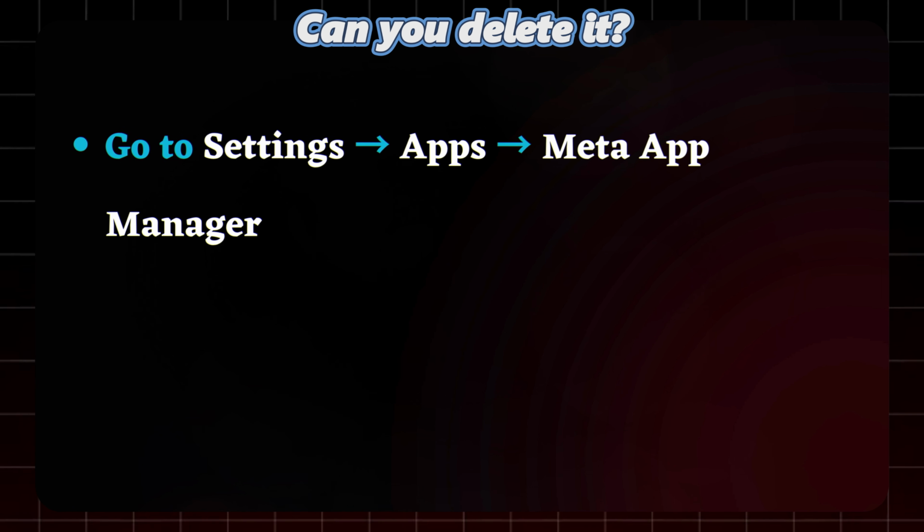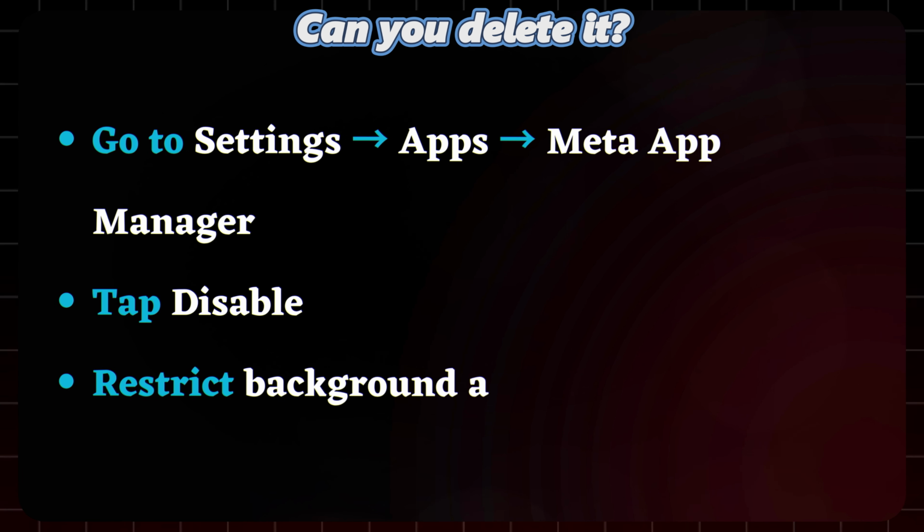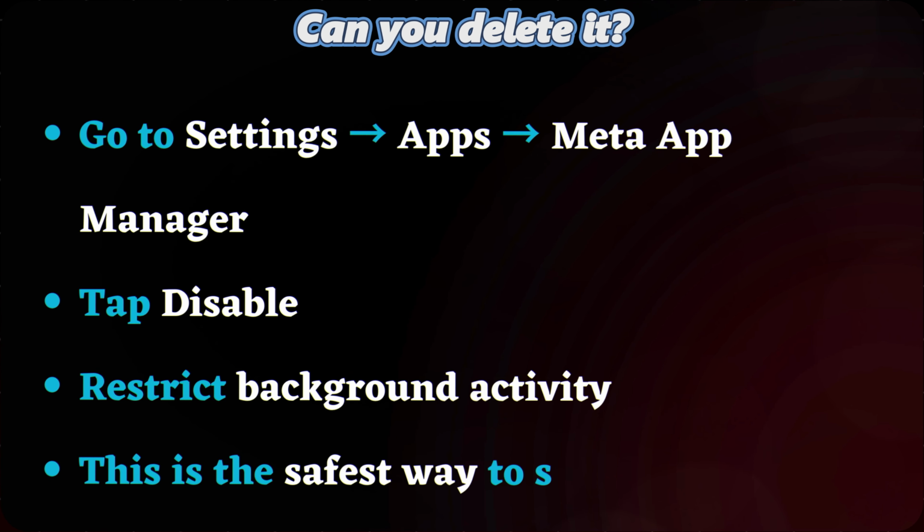Can you delete it? Most phones won't let you uninstall it completely, but you can disable it. Go to Settings, Apps, Meta App Manager, tap Disable, restrict background activity. This is the safest way to stop it.